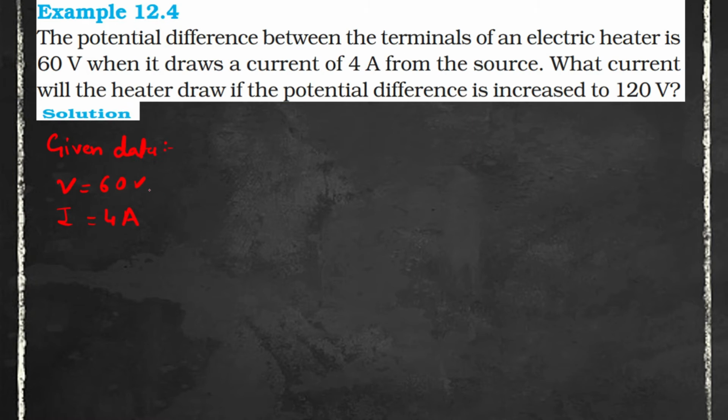Again here we are given two values, that is V and I. So first we will find the resistance, which will be common because we are just changing the potential difference. So the resistance will be common in both cases. First we will find the resistance with the help of Ohm's law, V is equal to IR. Here we need R, so we will make R the subject. So R is equal to V by I. We will substitute the values of V and I, that is 60 divided by 4. So we will get the value of R is equal to 15 ohms. This was the first case.